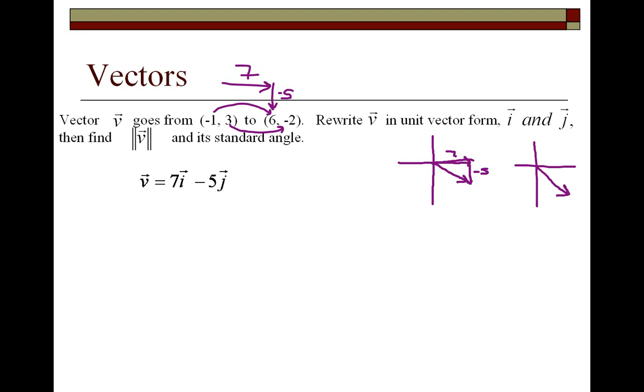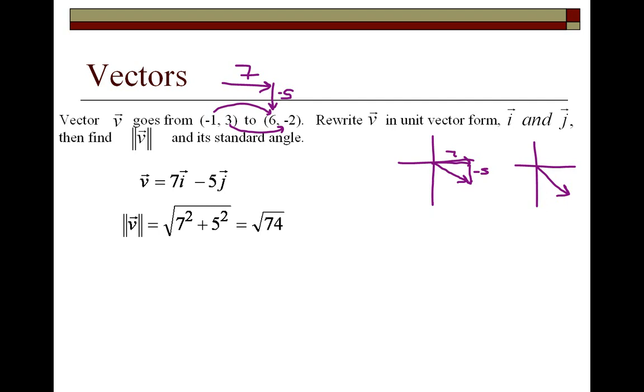When I find my angle, I can just use the trig functions right from the calculator. Okay, magnitude. Magnitude is pretty easy. It's just Pythagorean theorem. 7 squared plus (-5) squared is equal to r squared. So it's 7 squared plus 5 squared. You get the square root of 49 plus 25, which is the square root of 74.